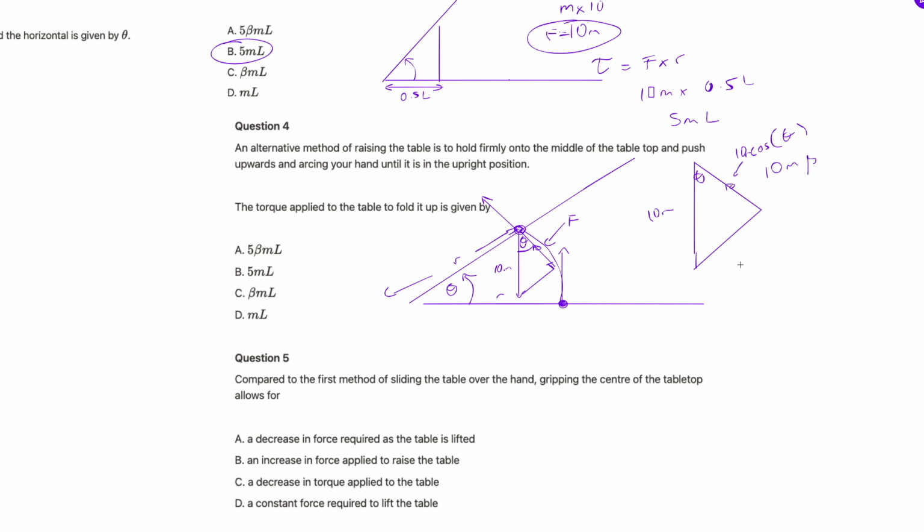And then from there, that means that the torque that you apply is going to be force times the radius, and we just proved the radius is going to stay as half L the entire time. So that is 10m beta times 0.5 L, and then the 0.5 and the 10 give us 5m beta L, and so therefore 5 beta mL. And that one is A.